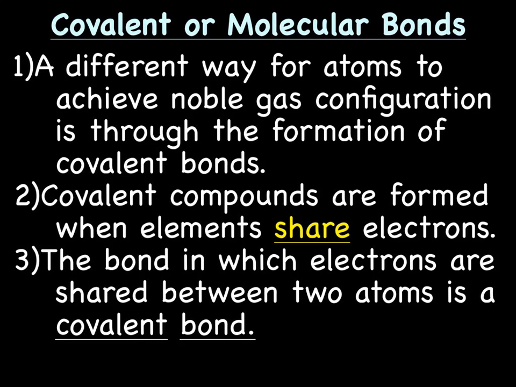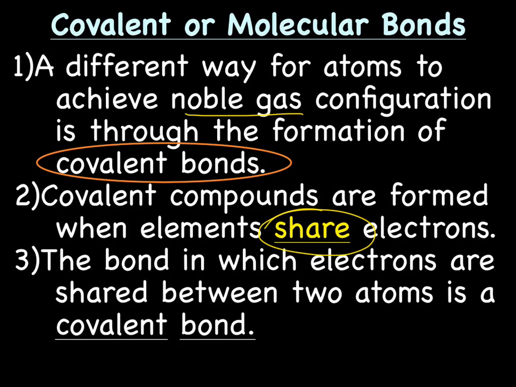So now we're going to talk about covalent or molecular bonds. A different way for atoms to achieve a noble gas configuration, remember that's the goal, that's what all atoms do. They want to be like the noble gases. So one way to do that is to form ions and then ionic bonds. Another way is through the formation of covalent bonds. Covalent compounds are formed when elements share electrons. Share electrons. That's very different. And the bond in which electrons are shared between two atoms is a covalent bond.